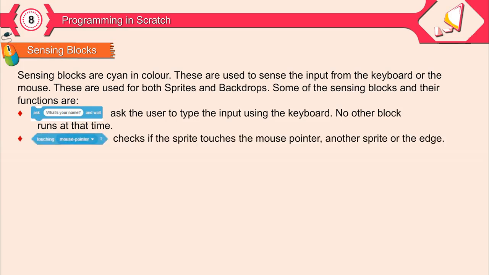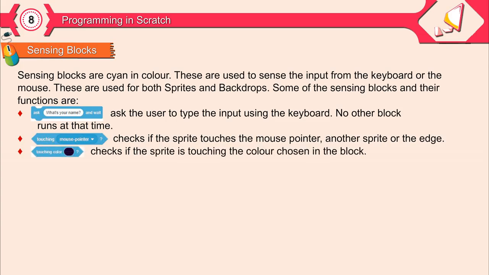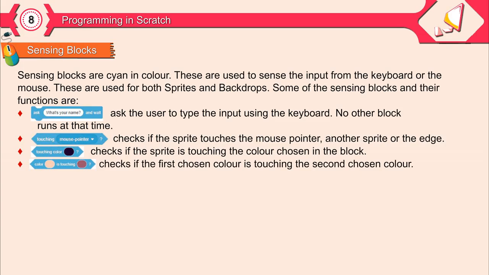Touching mouse pointer? Checks if the sprite touches the mouse pointer, another sprite, or the edge. Touching color black? Checks if the sprite is touching the color chosen in the block. Color beige is touching maroon? Checks if the first chosen color is touching the second chosen color. Key space pressed? Checks if the chosen key is pressed by the user.